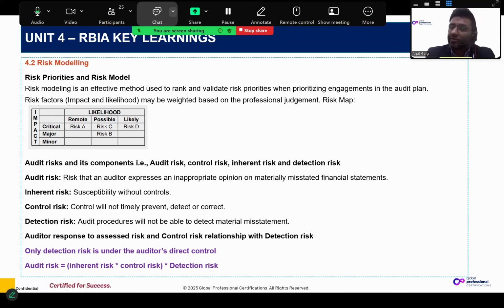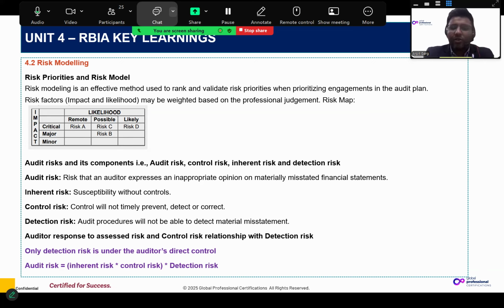That is more the audit risk for an external auditor. For an internal auditor, audit risk could be an inappropriate opinion on any operational engagement, any compliance engagement, any environmental audit engagement, whatever we have learned in the past, right? So it is an inappropriate opinion on what we conclude, basically.